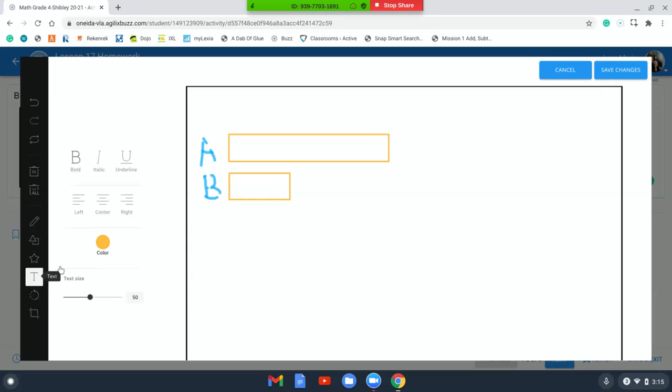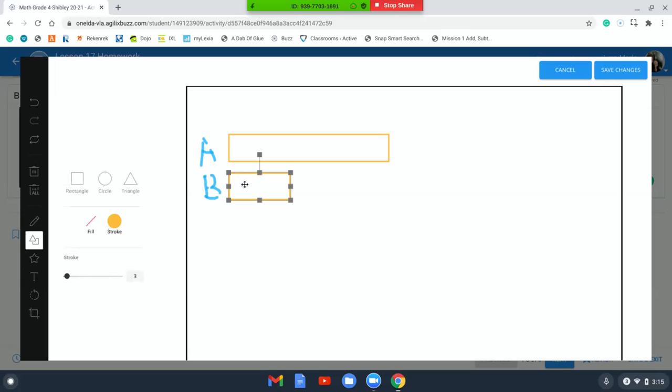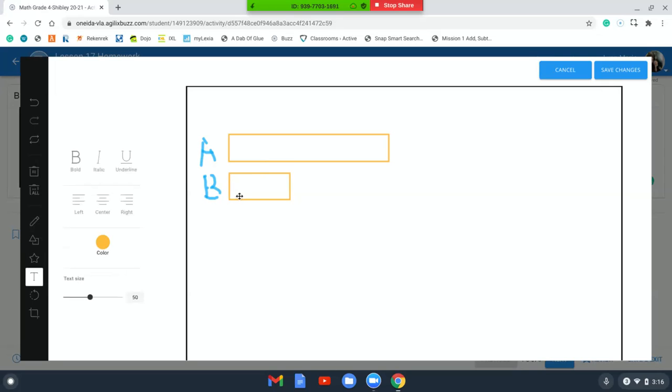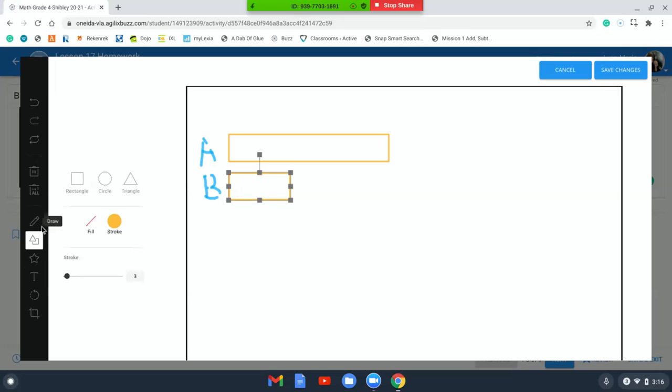I know that container B has, and I'm going to use my text box for this one, if it will allow me to, it might not. Nope. Okay, so I'm going to draw instead. I'll draw inside the box. So it has 2,391.